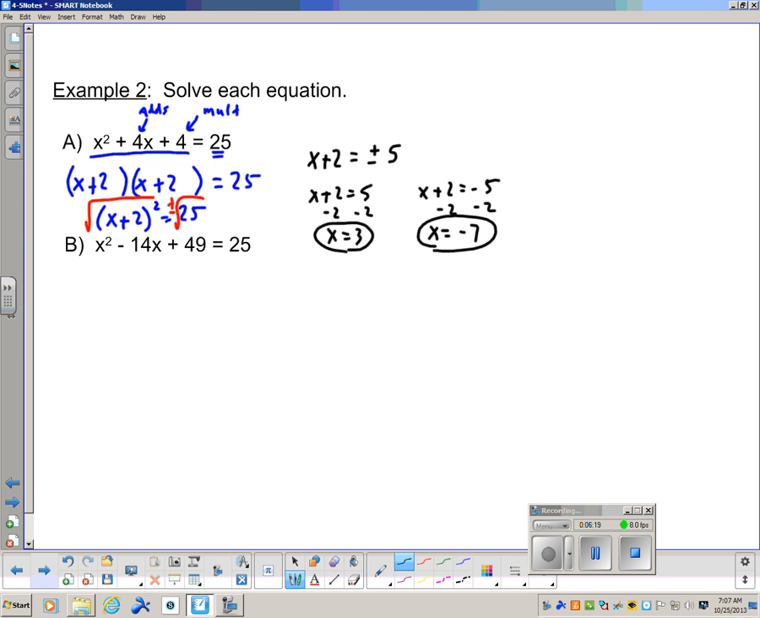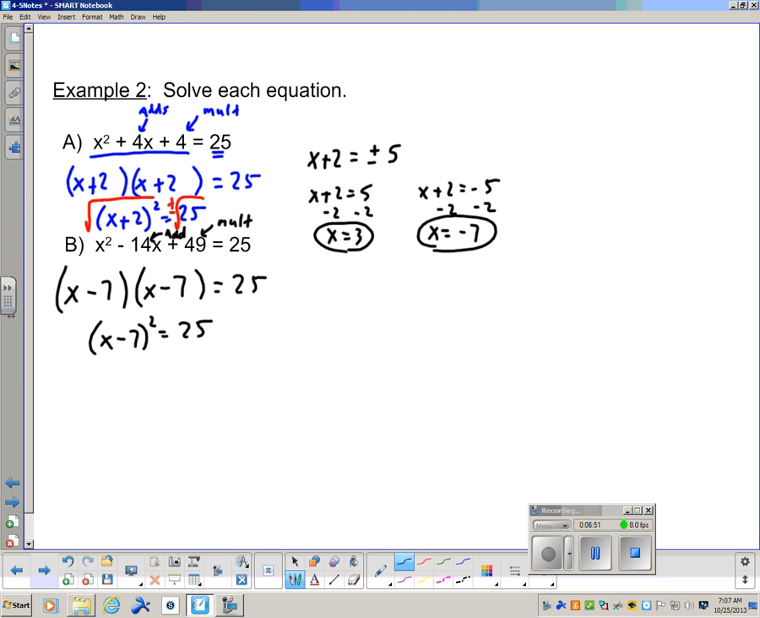All right, so let's go down to part B. As I'm looking at that one, I'm thinking, I wonder if I could factor this one, since the other one up there factored so nicely. X times x is x squared. Two numbers that multiply to give me 49 and add to give me negative 14. Oh yeah, negative 7 and negative 7 multiply to give me 49 and add to give me negative 14. So I've got x minus 7 in here twice.